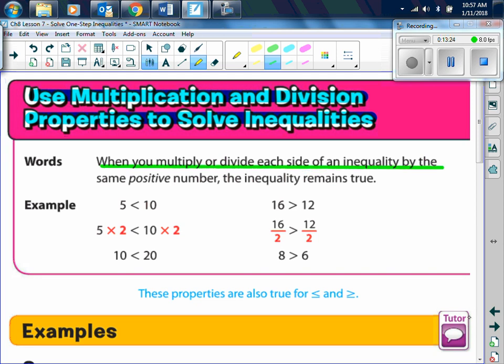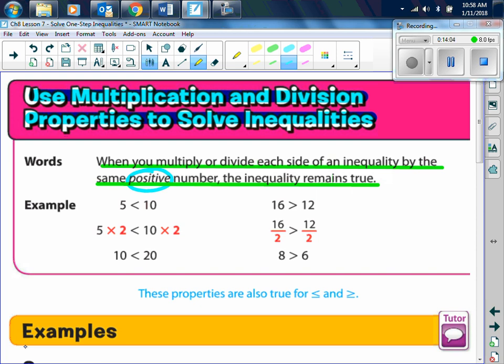When you multiply or divide each side of an inequality by the same positive number, the inequality remains the same. Okay, make sure you write that down. I circled positive because something different happens when we multiply or divide by a negative, and we'll get into that later. So when you multiply or divide each side of an inequality by the same positive number, the inequality remains true.